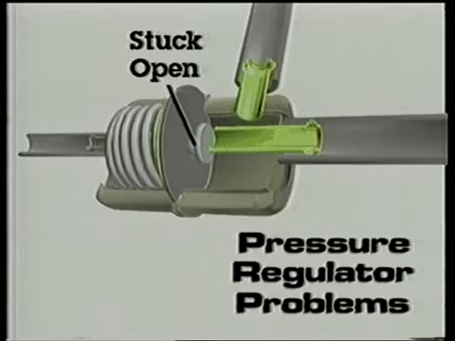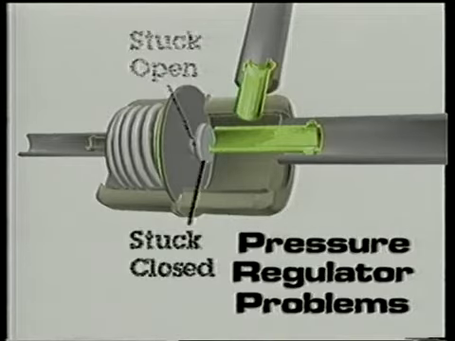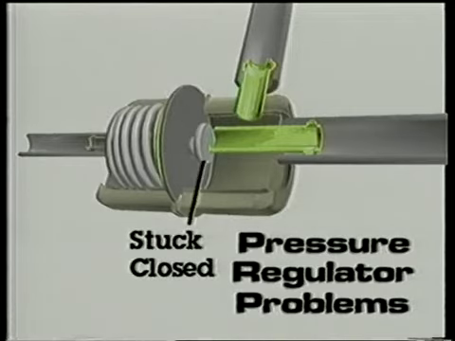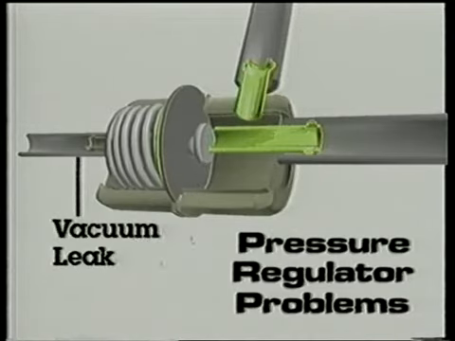Your pressure gauge readings will show fuel pressure way below specs. If stuck closed, fuel pressure can be dangerously high. Your test gauge will show maximum pump pressure and the engine fuel mixture will be richened. A vacuum leak in the line to the pressure regulator is an easy to overlook problem.